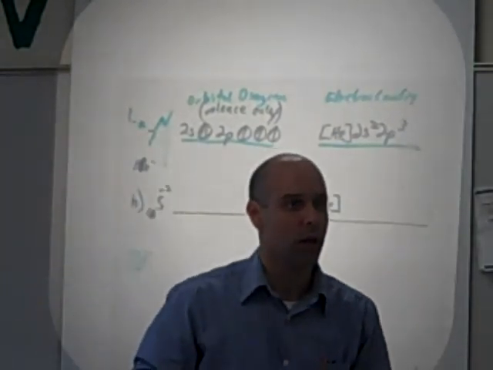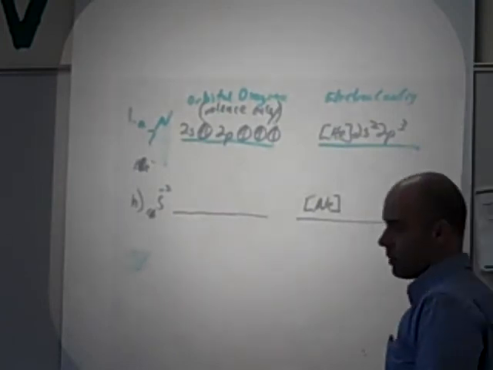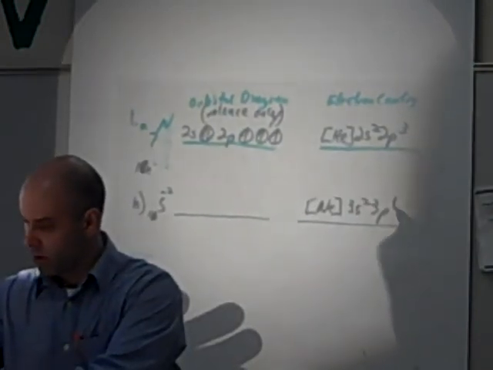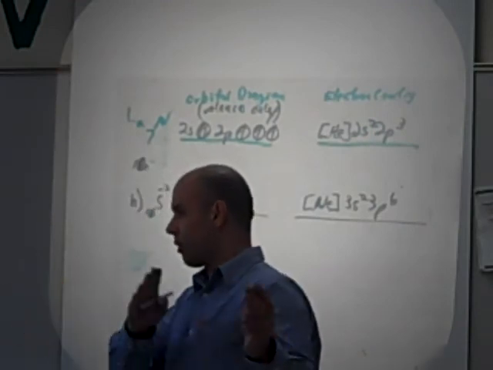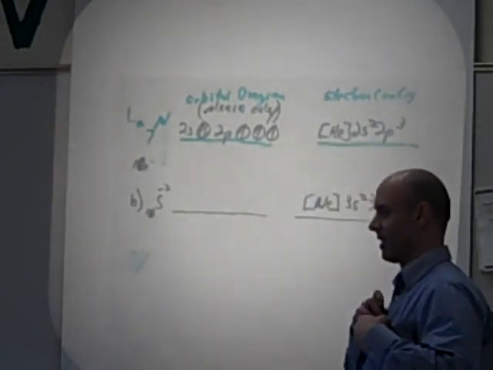And now we count it out. 3s1, 3s2, 3p1, 3p2, 3p3, 3p4. And now our 2 more electrons, 3p5, 3p6. Yep, Garrett. Because the rule is you've got to go to the previous noble gas. When you join IUPAC, you can change the rules.